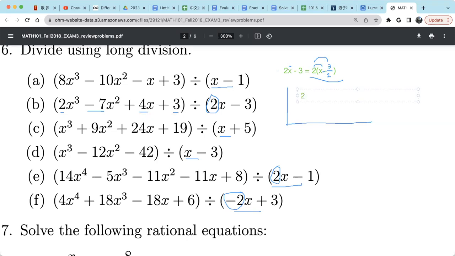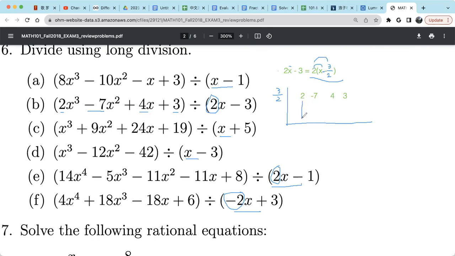2, negative 7, 4, 3. Then I'm going to write this as x minus 3 over 2. I forget about this factor 2 for now, okay? So I write a 3 over 2 here. So we set up like this. Once we set up, the procedure is the same as before, as A, C, D.